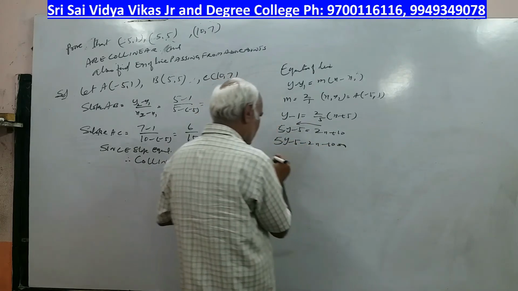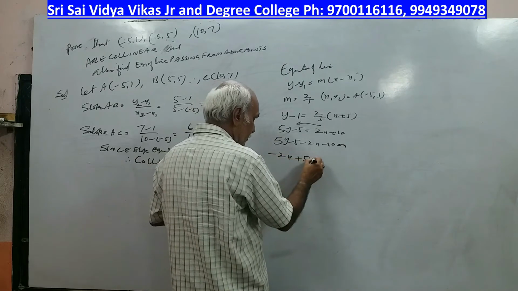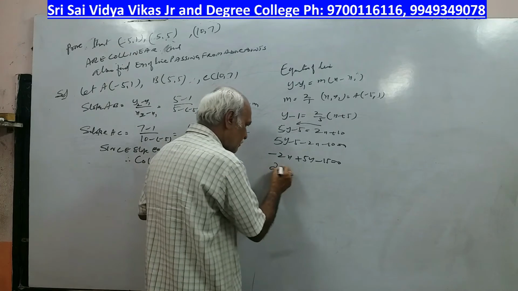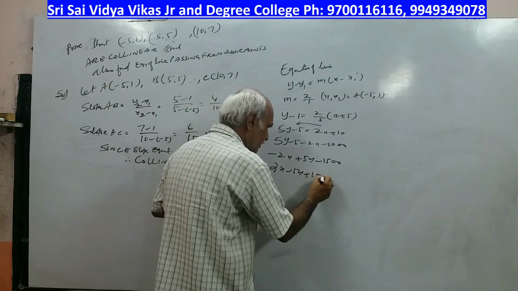Minus 10 is equal to 0. So minus 2x plus 5y minus 15 is equal to 0. Remove the minus sign: 2x minus 5y plus 15 is equal to 0.